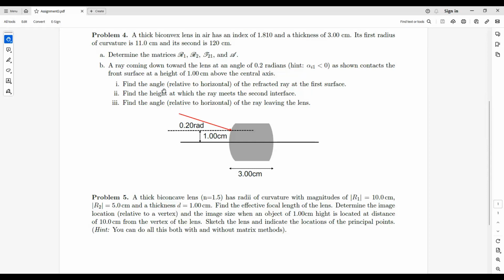1. Find the angle of the reflected ray at the first surface. 2. Find the height at which the ray meets the second interface. 3. Find the angle of the ray leaving the lens.